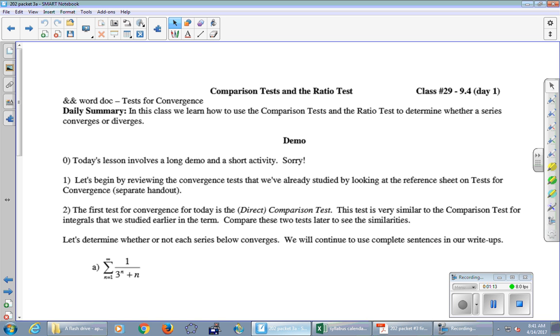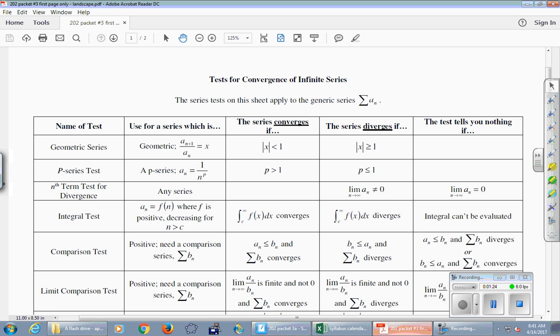Let's begin by reviewing the convergence tests that we've already studied. By looking at the reference sheet on tests for convergence, it says separate handout. It's not. It's page 1. So just go right now to page 1 in your packet. This is a summary of all of the different series tests that you are going to be responsible for by the end of this semester.